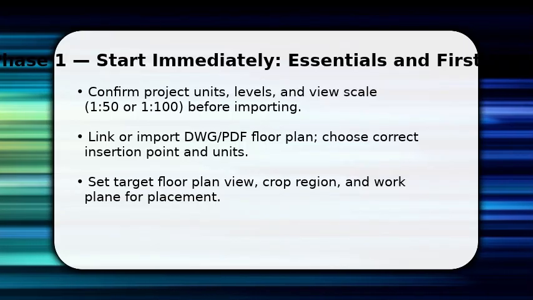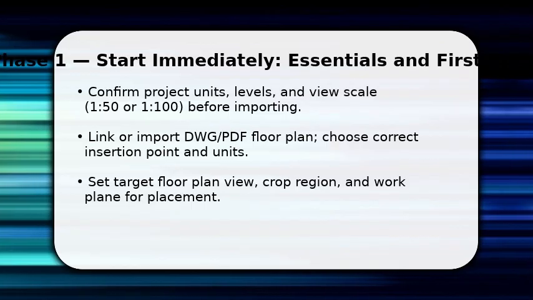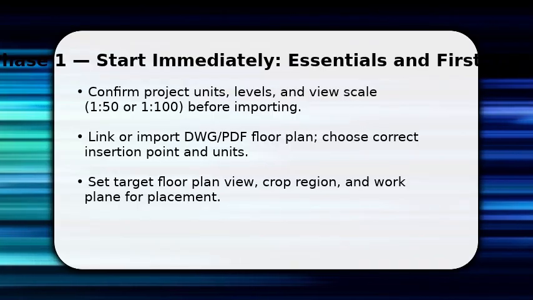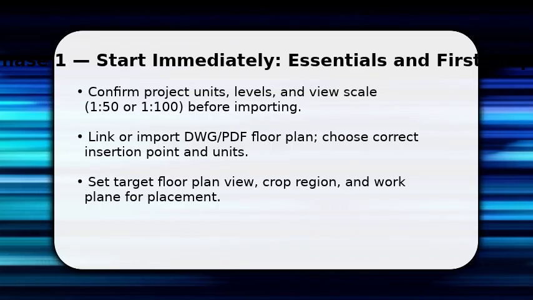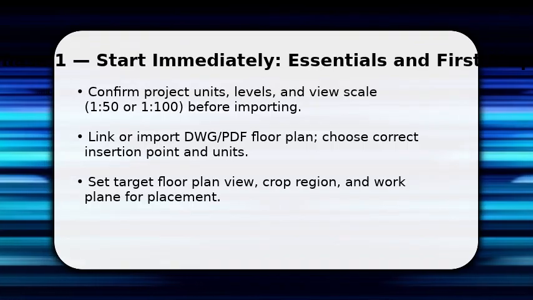You begin by making sure units, levels, and the target floor plan view are correct. This avoids misaligned geometry later. Next, use Insert Link CAD or Import PDF, pick the file, and set the correct units and origin. This places the plan where you expect. Once done, lock the view scale and crop region so that you can focus on the intended area. Make sure the work plane matches the level you will model on, then move to alignment.